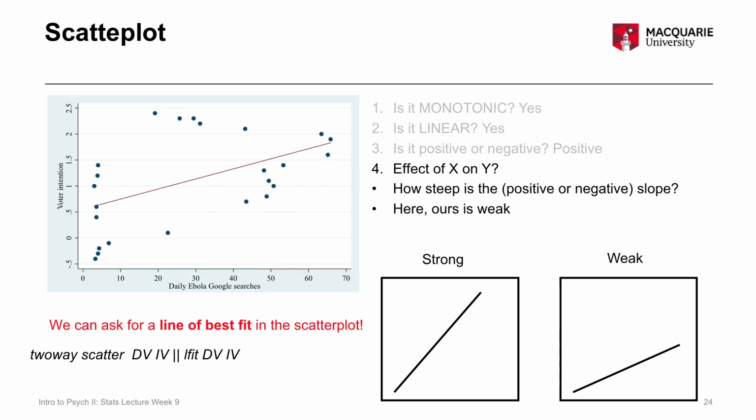So if you add a little bit of extra syntax to the end of your two-way scatter command, you add those two horizontal lines, then lfit, and then your two variables again, dv, iv, then Stata will give you a line of best fit. And that's that red line in the slides there. And that red line is representing the line that goes through the middle of the data points. That's kind of like an overall summary, or an overall representation of the relationship between these two variables. So how steep that line is is what we're thinking of to answer what is the effect of x on y. And here we'd probably say it's a weak effect of x on y.